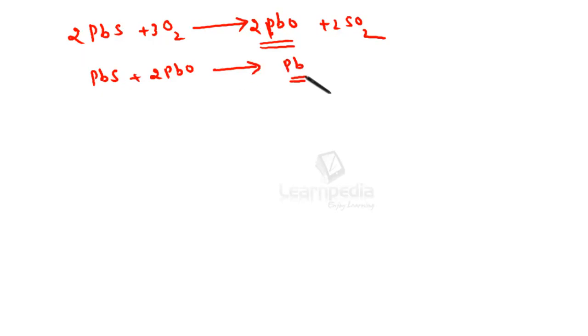So lead metal is obtained without using an external reducing agent on heating here, and this sulfur dioxide formed goes off. So this is the self-reduction process for the extraction of lead from galena. Then let us take cinnabar, mercuric sulfide. This is also the sulfide form of the ore.